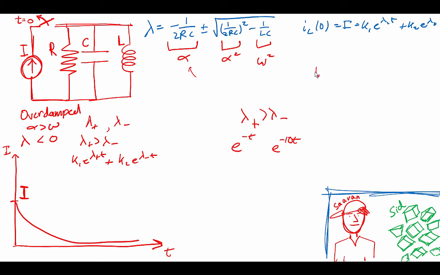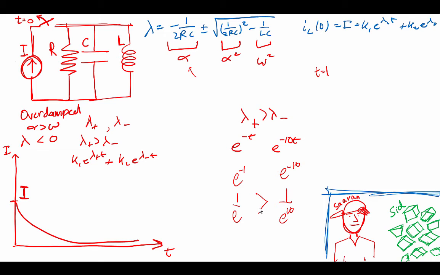So when t is equal to 1, this one is going to be e to the minus 1, which is 1 over e. And this is going to be e to the minus 10, which is equal to 1 over e to the 10. And looking at this, since e to the 10 is bigger than e, this would mean that this is the case. Great. So your lambda plus term is going to be greater than your lambda minus term.